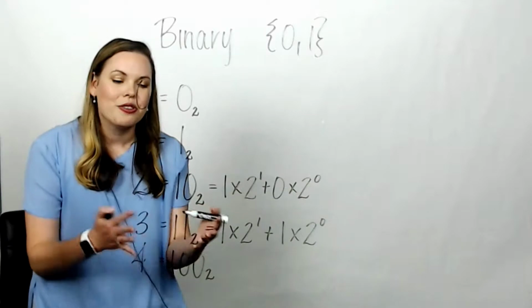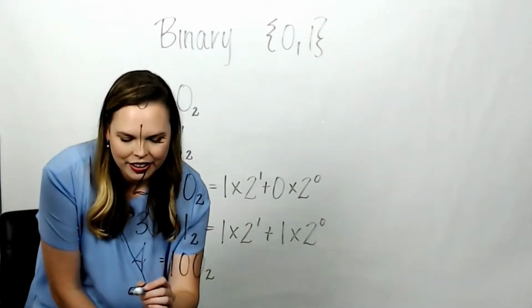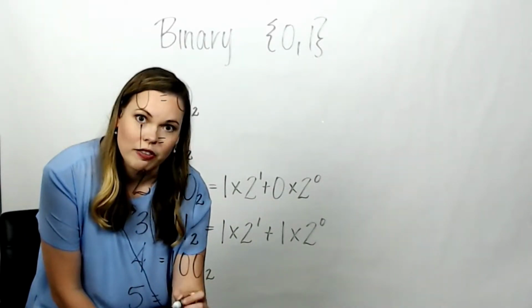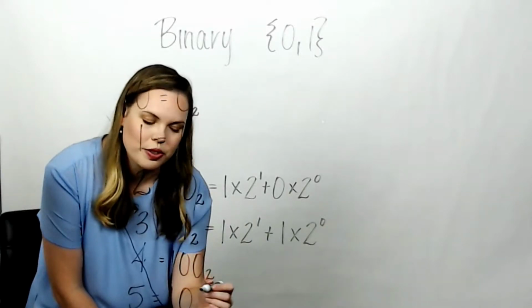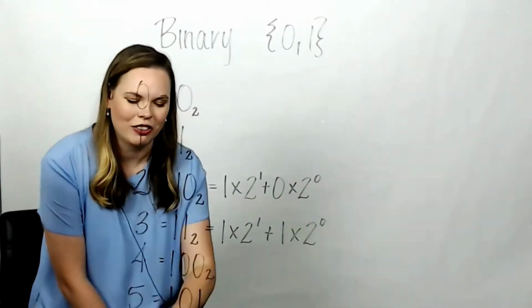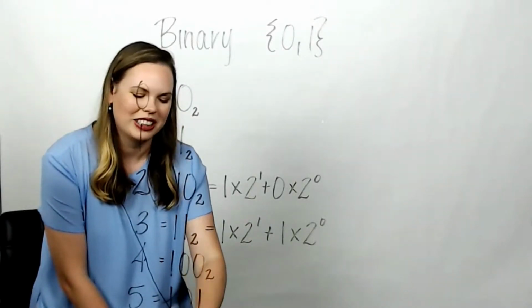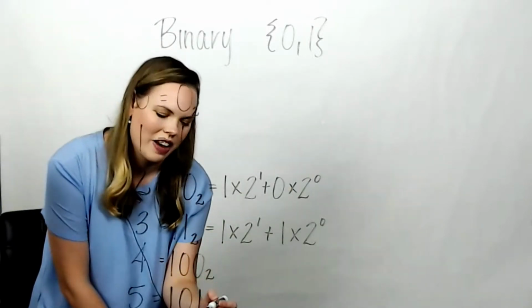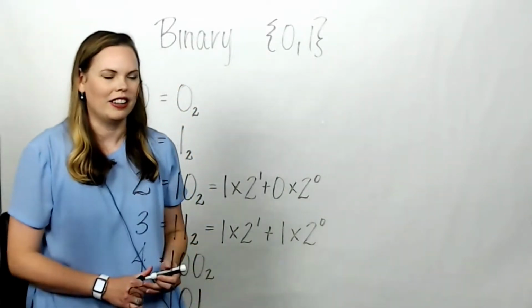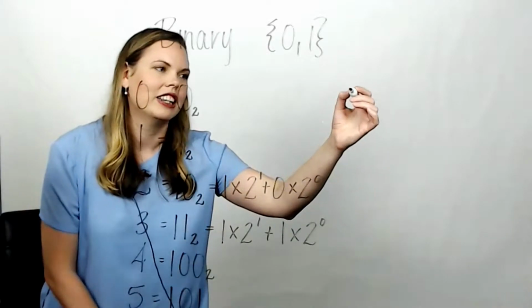Okay, so 5, we would have a 4, no 2's, and a 1. So 4 plus 1 is 5. Keep going just a little longer.